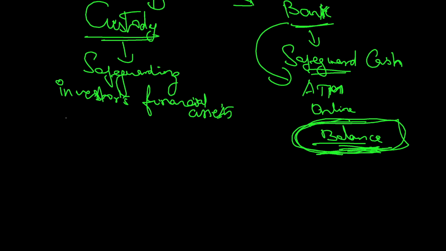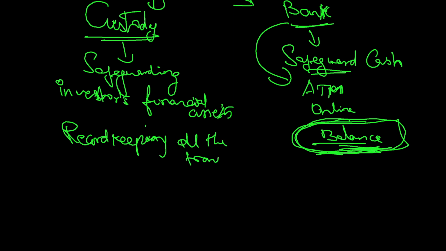How do they do this work? By record keeping all the transactions. Record keeping is the keyword over here. What do you mean by all the transactions? An investor is doing buy activities, sell activities. All such transactions will be recorded by the custodian, and that's how they will be able to show the right balance, plus any corporate actions that are taking place. So buy plus sell plus corporate actions.